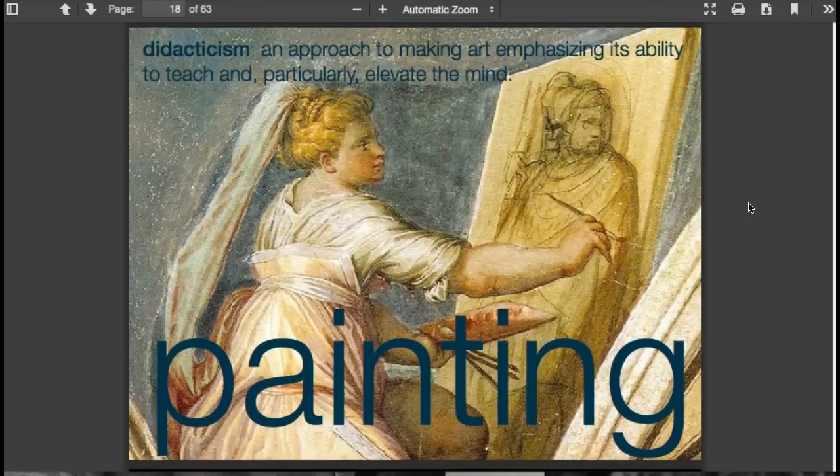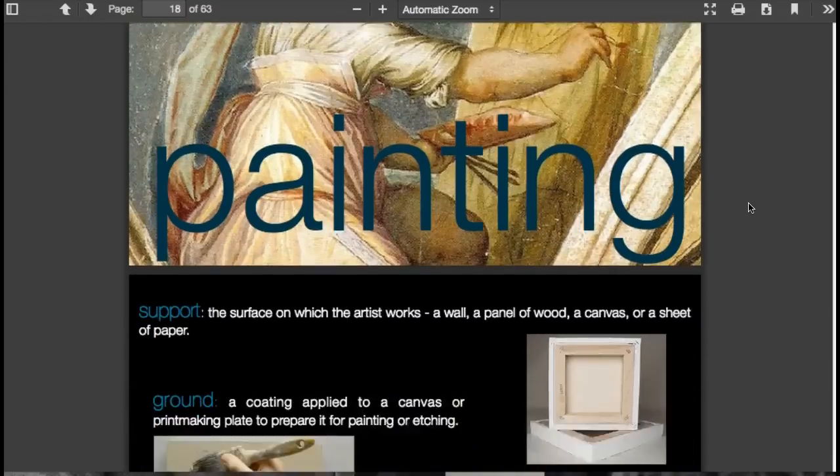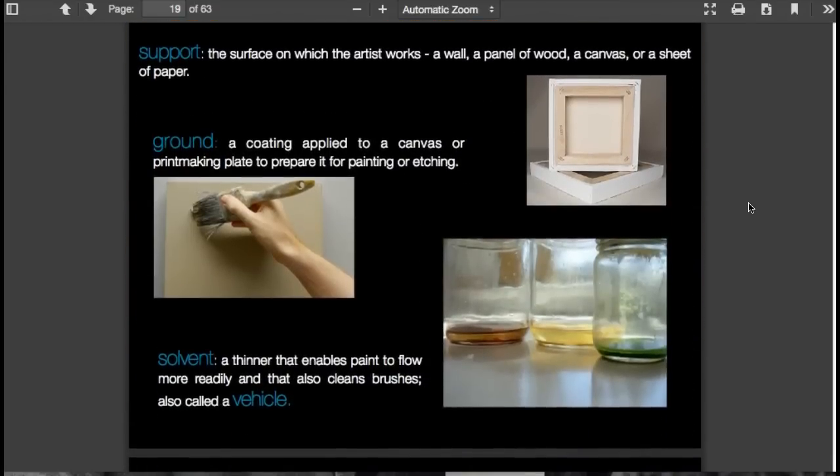Okay, we're going to talk about painting next, and I do want you to be aware of one term here, didacticism. This is an approach to making art emphasizing its ability to teach and particularly to elevate the mind. When you're in a museum and you see those little wall statements next to a work of art that have a little blurb about the painting or the sculpture or the artist, those are called didactic statements. Those are designed to help us learn something from these works of art. And painting often is very much associated with this idea of learning about the world, about our history, and exploring all of those things.